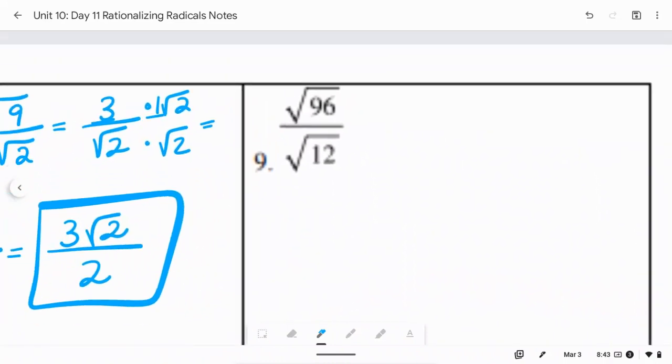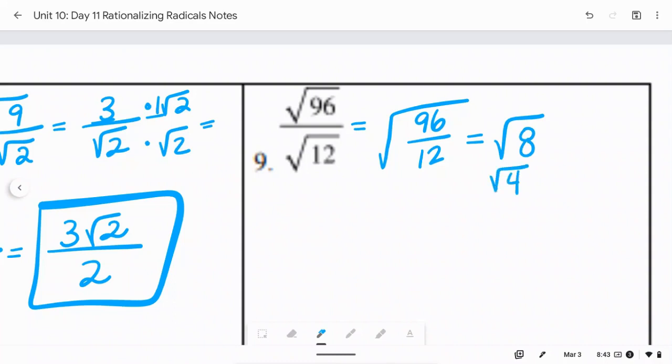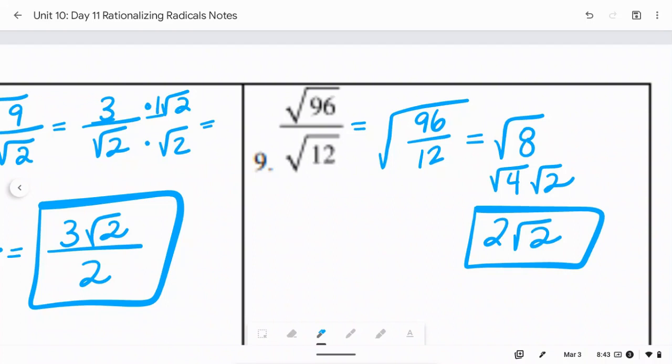In number 9, I notice I have 2 really large square roots, and so you can change this back into a whole fraction, 96 over 12, and you can reduce that fraction in your calculator, because 96 divided by 12 just becomes the square root of 8. And then I notice I can reduce the square root of 8 because 4 goes into it. So this would be square root 4 times square root 2, which would reduce to 2 square root 2 as the final answer.